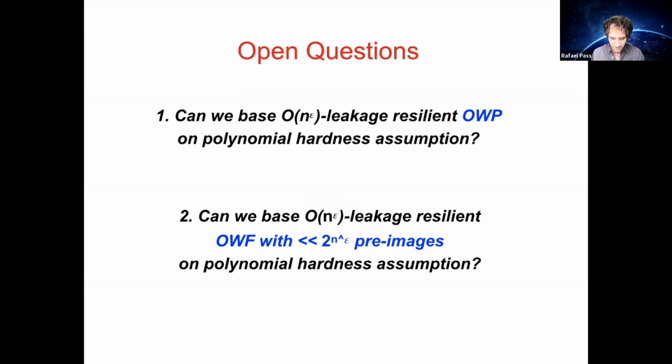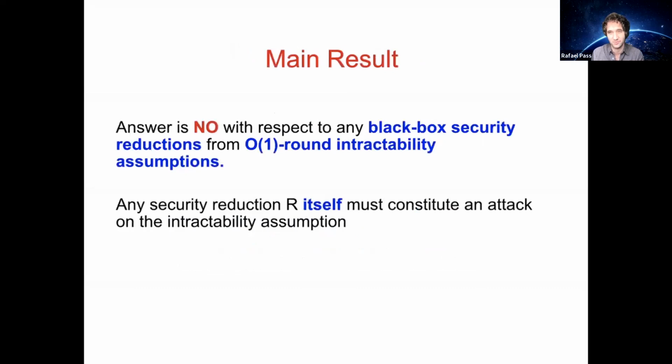So the main result that we show is that the answer to both of these questions is no, at least if you restrict your attention to black box security reductions from constant round interactive assumptions. So what's a constant round interactive assumption? It's just an interactive assumption that's modeled as a game between a challenger and attacker that proceeds for a constant number of rounds. Most of our hardness assumptions are actually just 2-round assumptions, like the assumption that a function is one-way is just a 2-round assumption.